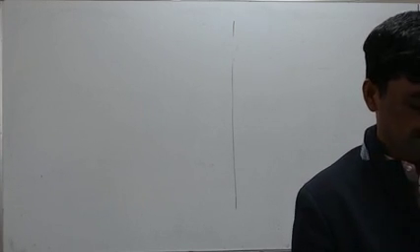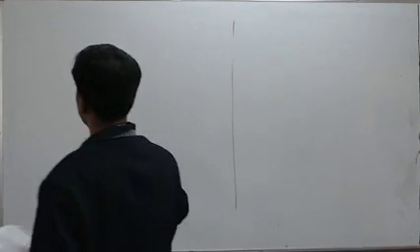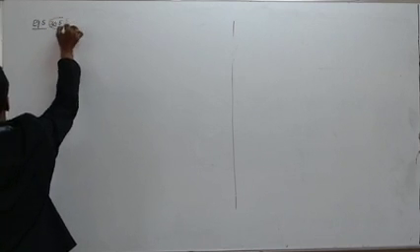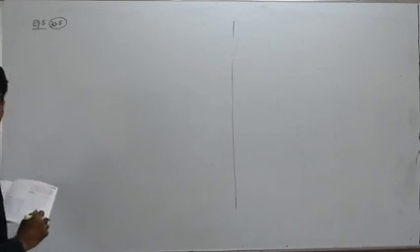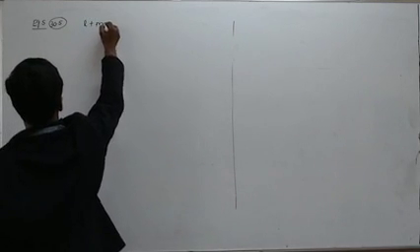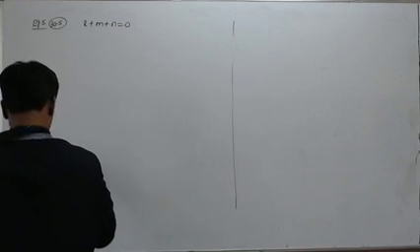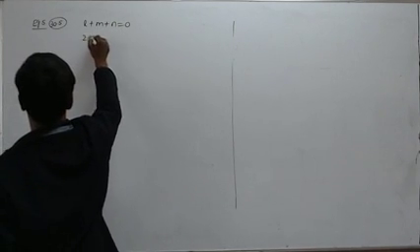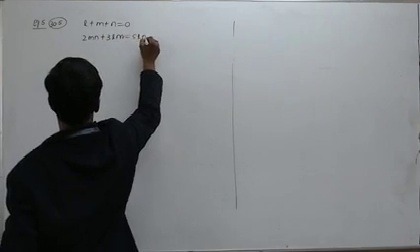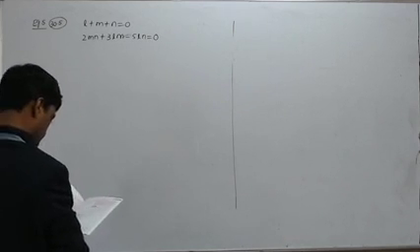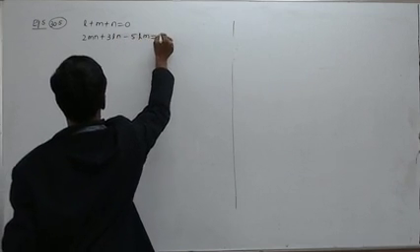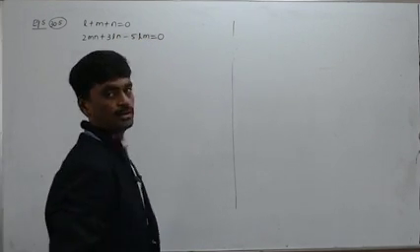So next, look at example 5, page number 30.5. It is given: show that the lines whose direction cosines are given by l plus m plus n is equal to 0 and 2mn plus 3ln minus 5lm is equal to 0 are at right angles.